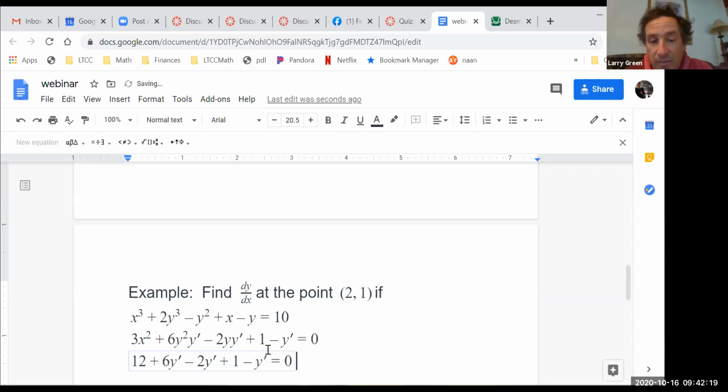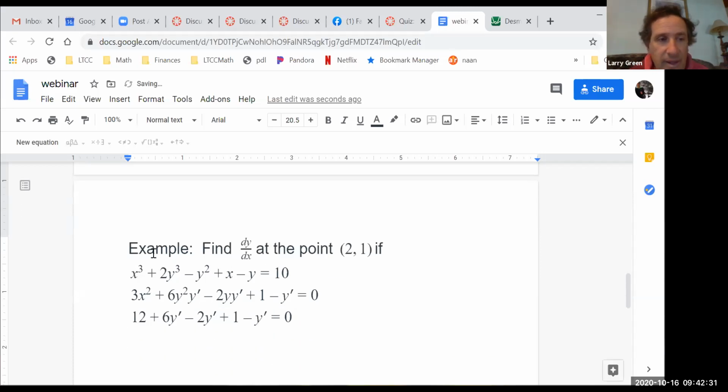equals 0. Okay, and by the way, if you solve for y prime and then plugged in, you can still get it. It's just going to take a lot longer. Because now we can just combine like terms. So let's do that. We have 12 plus 1 is 13. Plus, we have 6y prime minus 2y prime minus y prime, which is 3y prime. Equals 0.